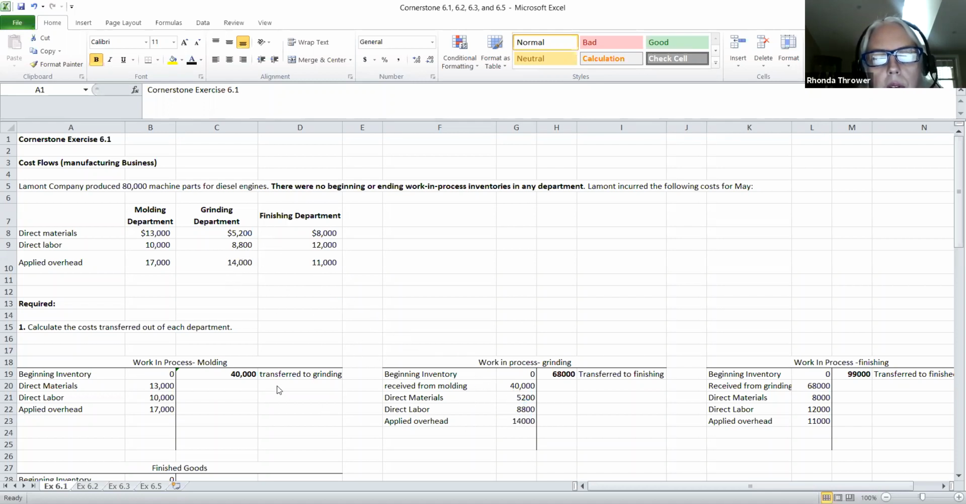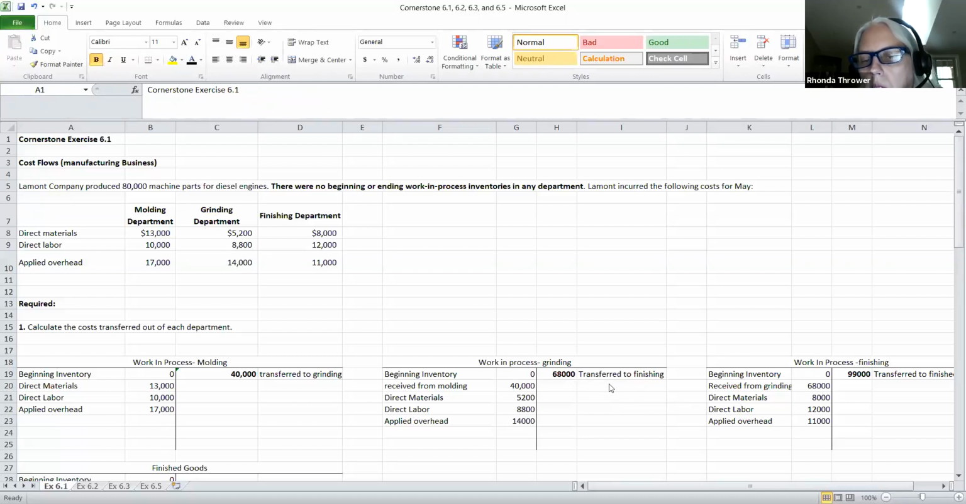And all of these costs came from right here. So I want you to notice that we transferred in $40,000 of cost where we're going to further work on these items in the grinding department. And when we're through with them, we're going to transfer them out and into the next department. So there's a cost flow that I'm trying to show you. Because the problem told us that there was no ending inventory in work in process grinding department, all of these costs combined are going to be transferred to the finishing department.